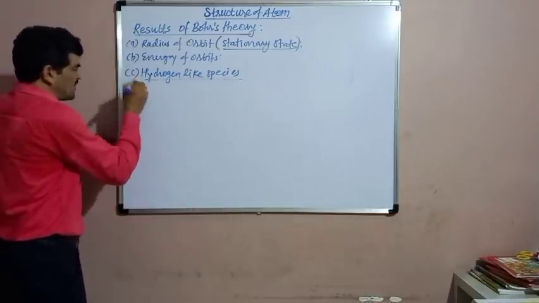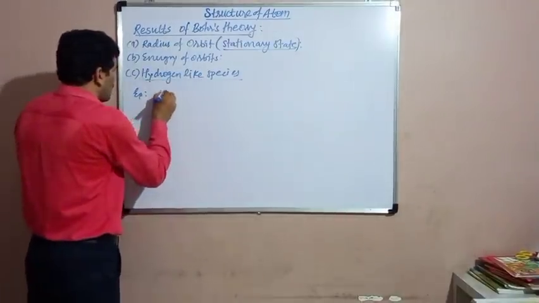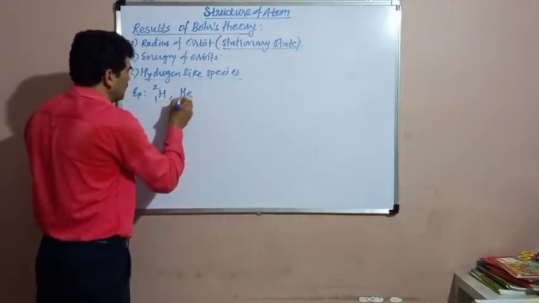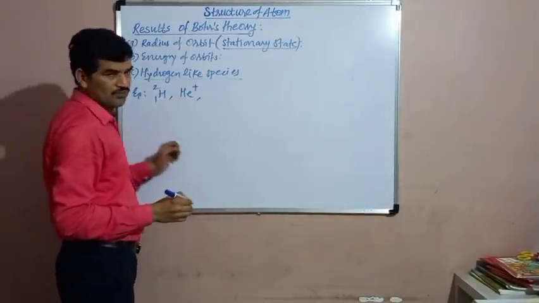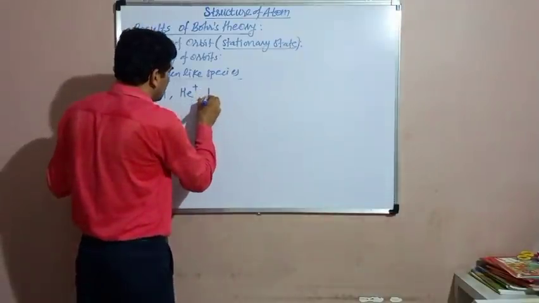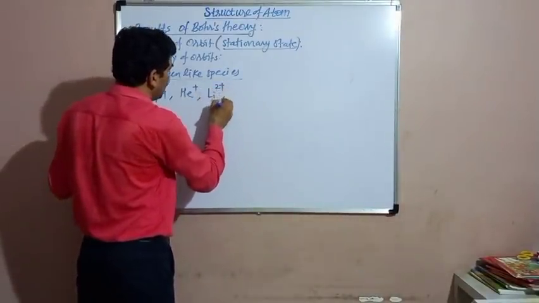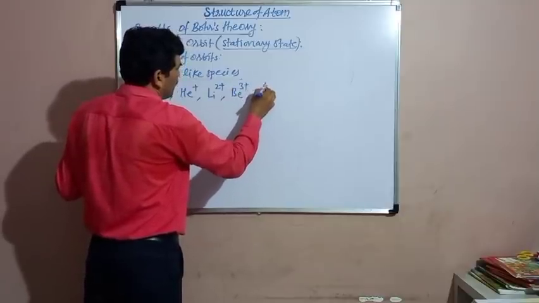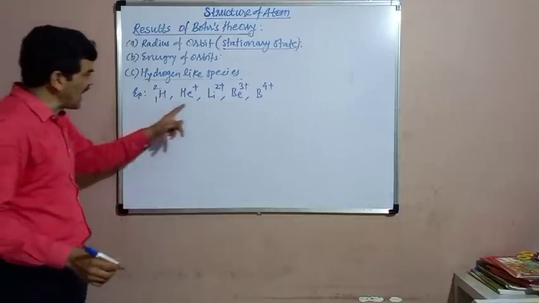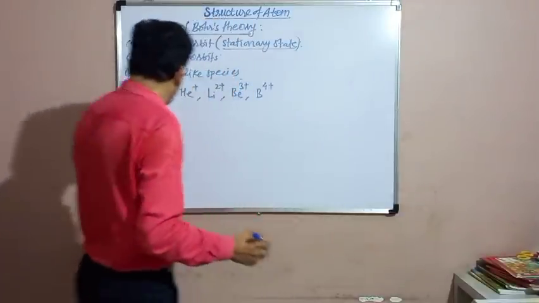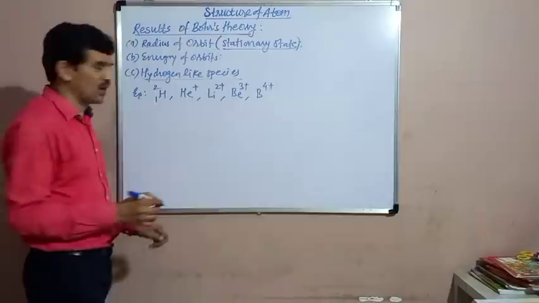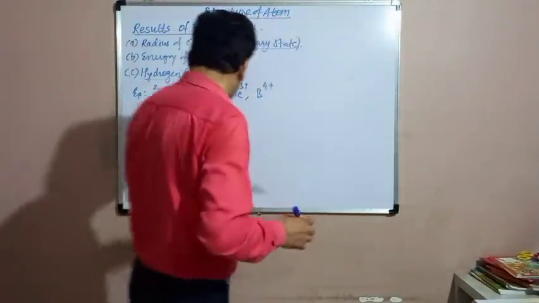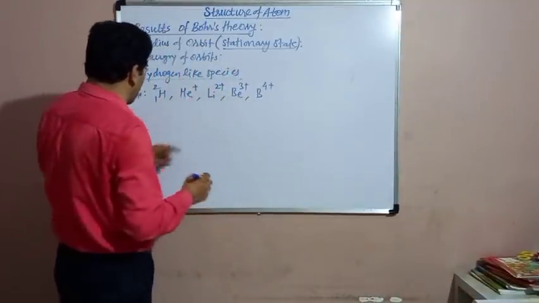Examples of hydrogen-like species are H, He+, then Li2+, then Be3+, B4+. All these are hydrogen-like species because they contain a single electron. Hydrogen contains a single electron. Similarly, these species also contain a single electron.